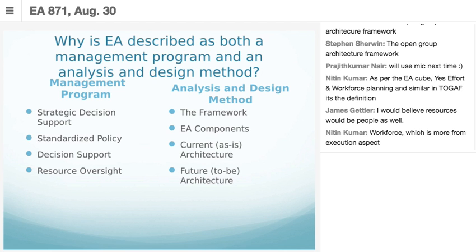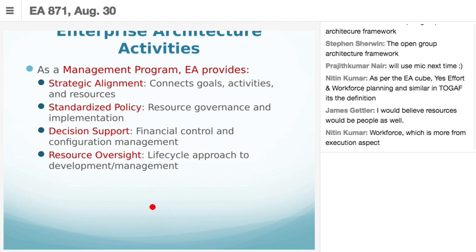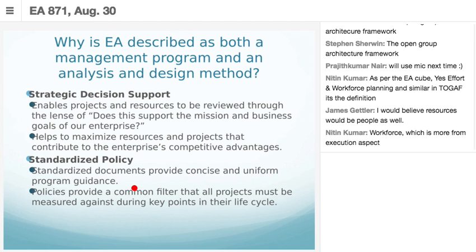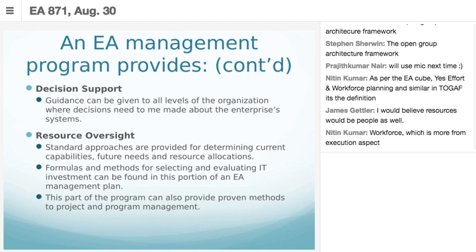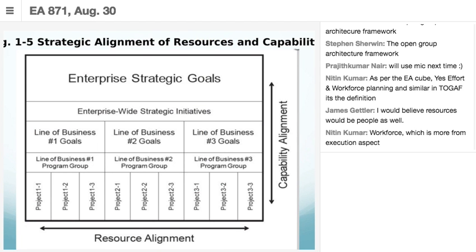Why is EA described as both a management program and an analysis and design method? It supports, EA should support strategic decision-making, standardized policies, oversight of resources. As an analysis and design method, there is the framework that is followed. There are EA components. There is the current architecture, the as-is architecture, and the future architecture, the to-be architecture. And if this seems murky and muddy at this point, that's okay. Enterprise architecture activities, right. That's okay. And these slides are made available to you, and I cut and paste out of the book for some of that. You're not allowed to do that, but I can.